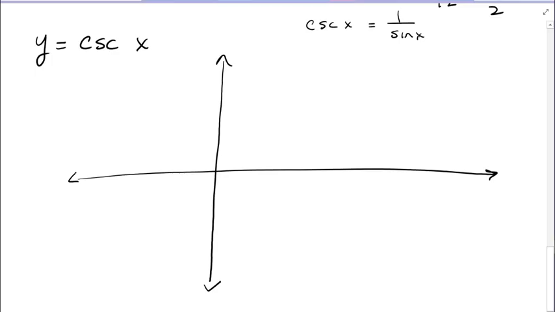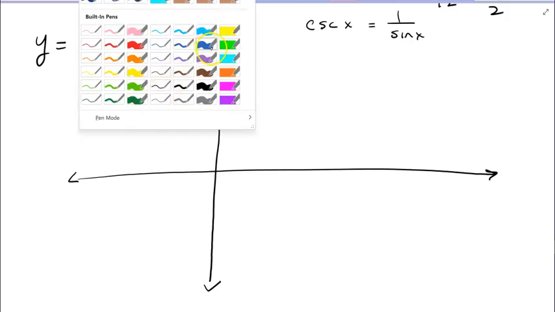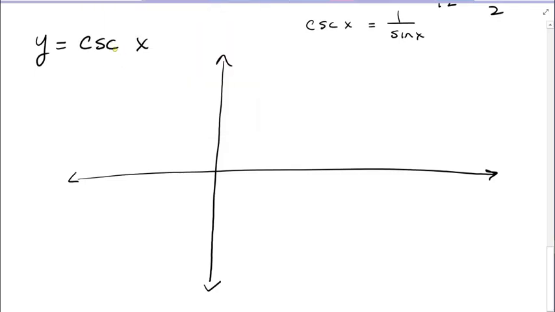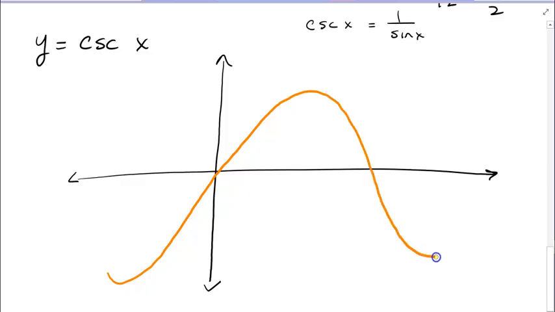Well, first, let's go ahead and sketch a sine graph. I'm going to do that in another color, orange. So I just want a basic sine graph, right? It kind of goes like this. There we go. All right, we got a sine graph. No problem. We know a lot about that sine graph. Let me draw it a little bit further out.